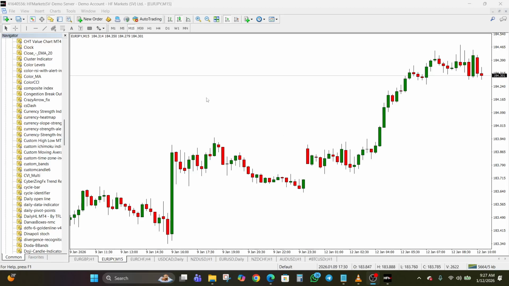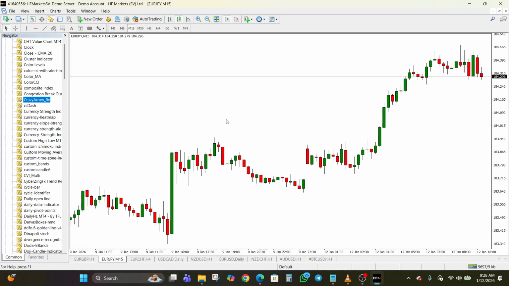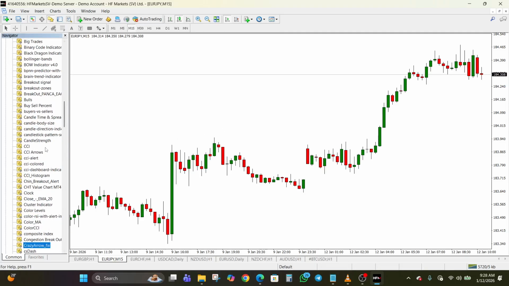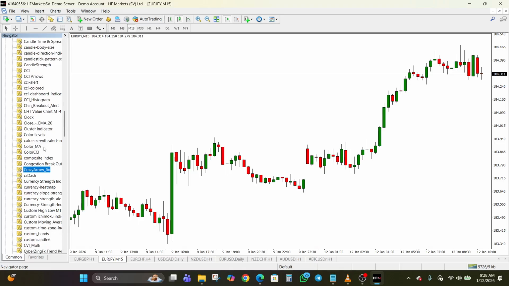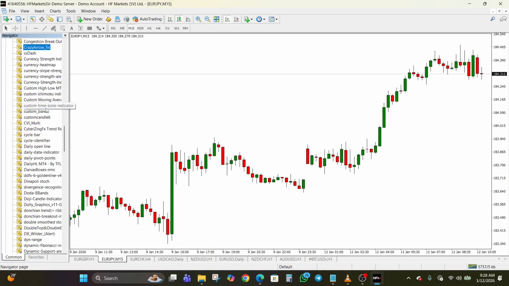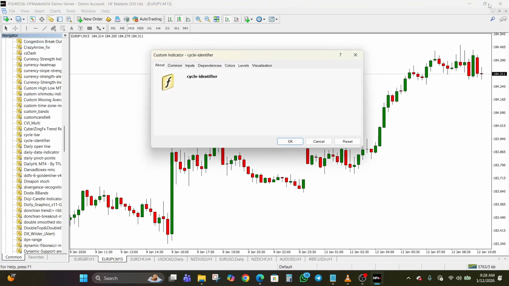After downloading the indicator, of course, you need to extract the indicator file, and then you head over to your indicators folder, whether for MT4 or MT5, and you paste the file in there. After doing that, you need to get back to your navigator and refresh it. After refreshing your navigator, you should find the cycle identifier indicator. If you don't find it, you should just try restarting your terminal.